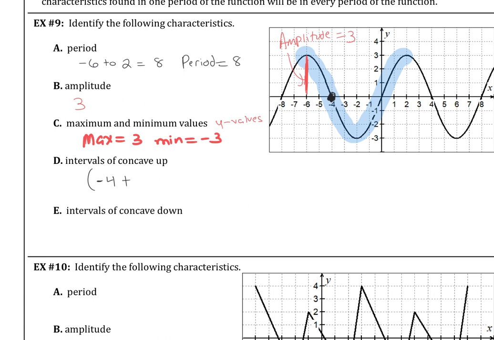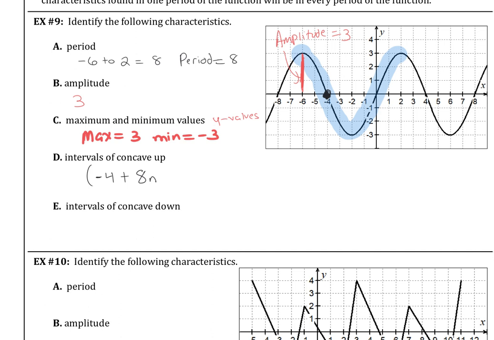Now, remember this function is going to continue to repeat past what we can see here on the graph. So we have to say, okay, -4, and this is going to repeat on a period of 8, because that's what we found in part A, times n. And it's concave up starting at -4, and then it stops being concave up at 0 plus 8n. I'm going to highlight this in green. We've highlighted where we're concave up, because at x equals 0 you'll see we changed to concave down.